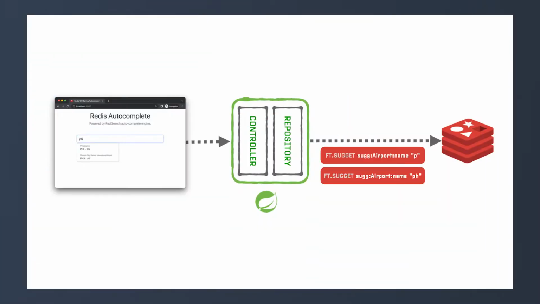The goal is to take as input a partial airport name and autocomplete for our user, while showing the airport code and the state, and finally, upon completion, rendering the selected airport on the page.